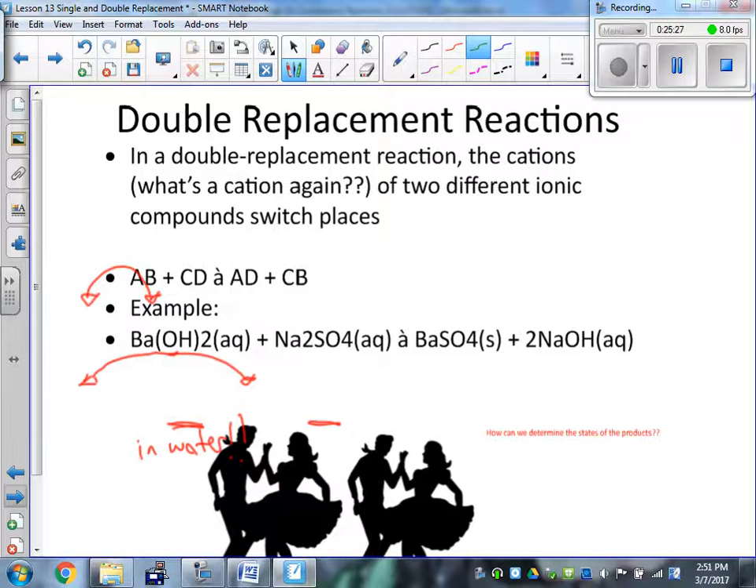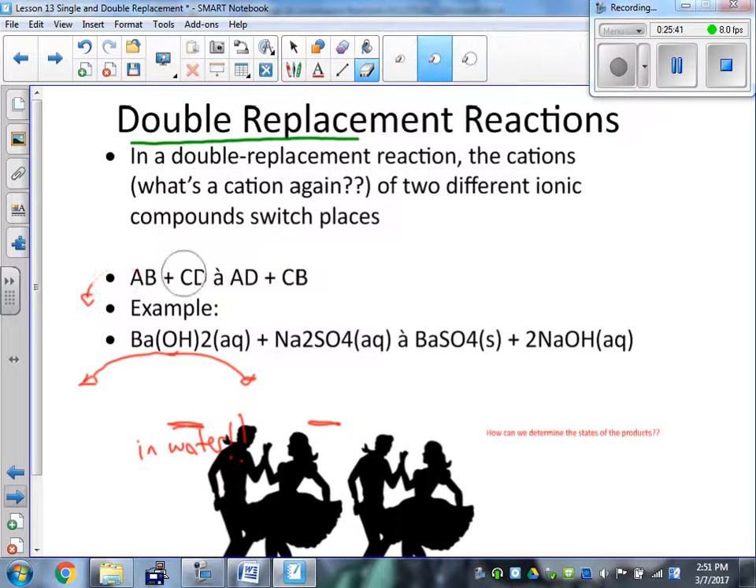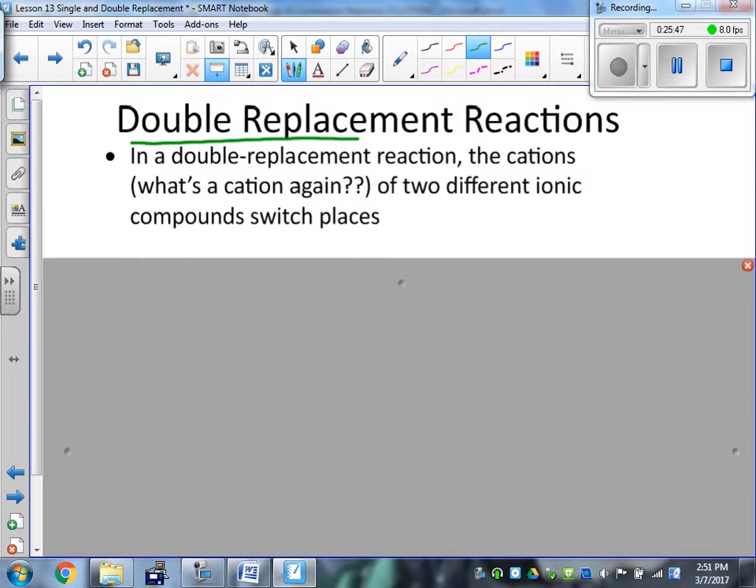We're going to look at double replacement. Okay, next. Double replacement. So copy that down. In a double replacement reaction, the cations of the two different ionic compounds switch places. Okay. And don't worry about this bottom part here. In fact, I'm going to block you there. Okay. I'll let you copy.